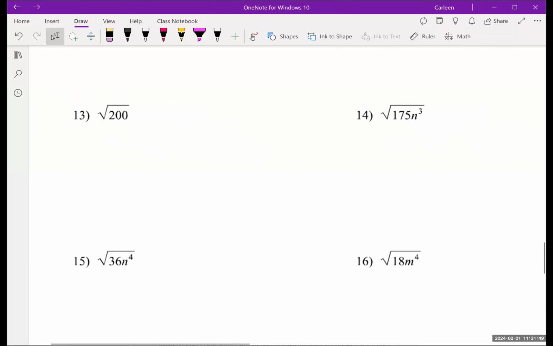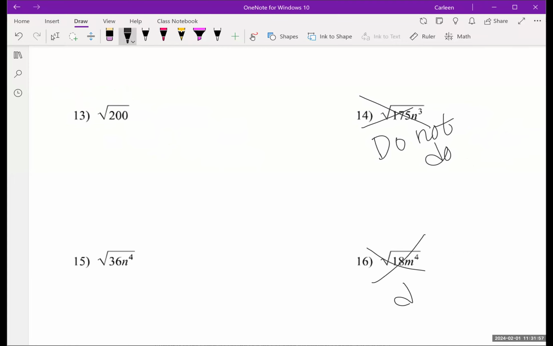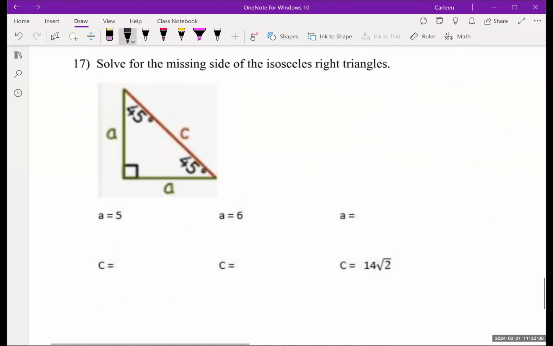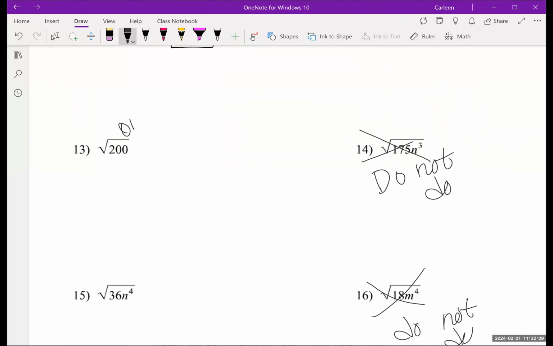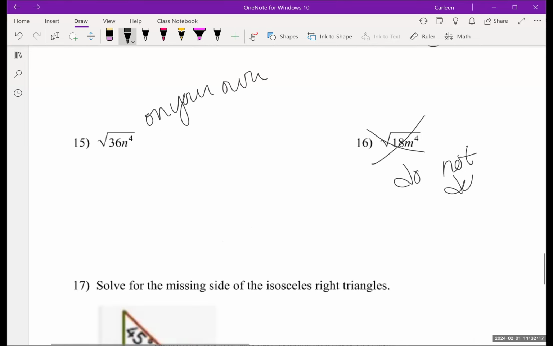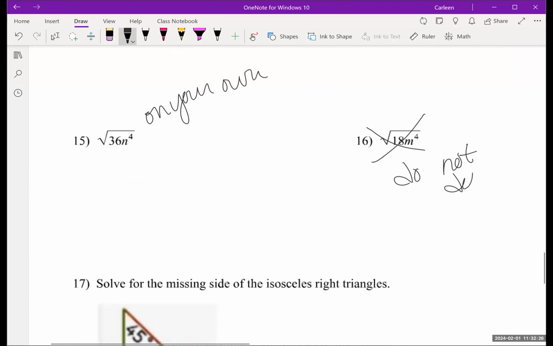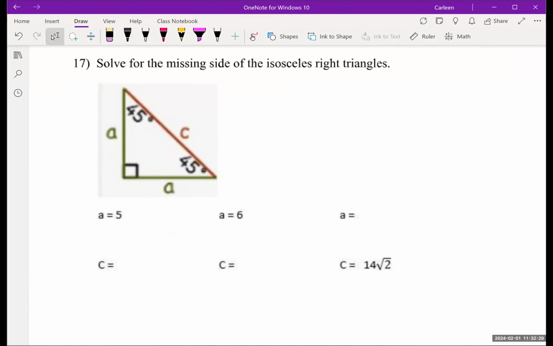Okay, you know what, team? This is what we're going to do. Number 14, do not do. 16, do not do. Okay, 13 is on your own. 15 is on your own. We're going to do 17, and then if you need to go, you can go. These are on your own. My horrible handwriting. Okay, so if you can stick around, we will do all of those for you.